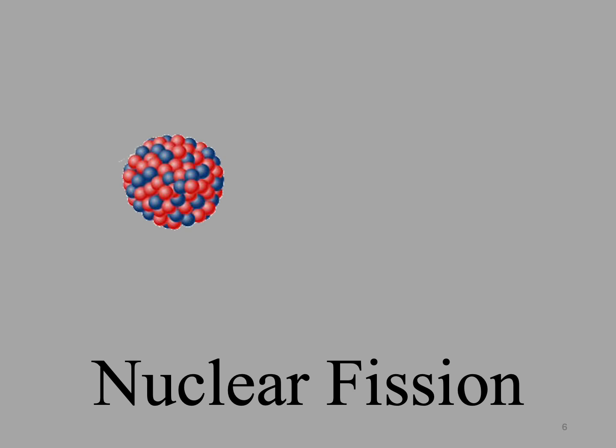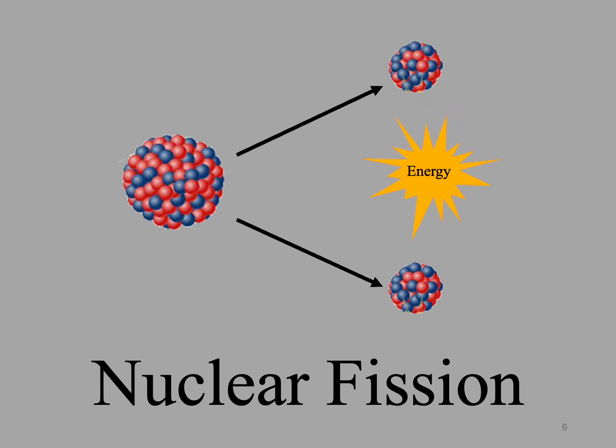Before I go any further, I need to define a process essential to our understanding of what happens during a nuclear explosion. Nuclear fission is the splitting of the nucleus of an atom into nuclei of lighter atoms, accompanied by the release of energy.